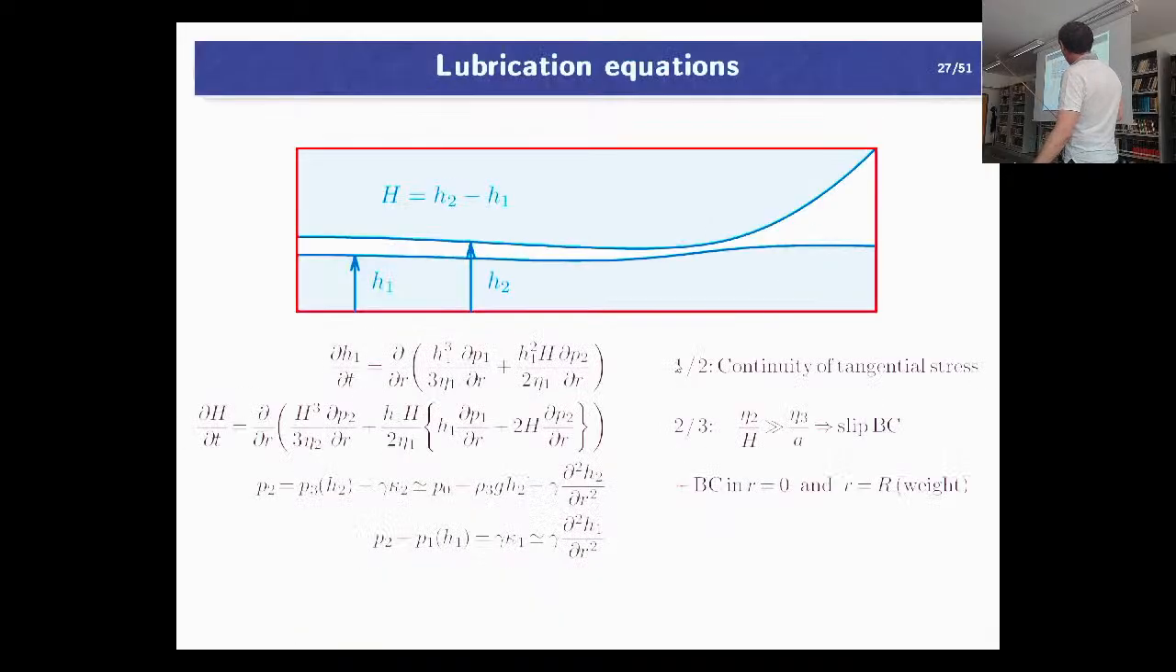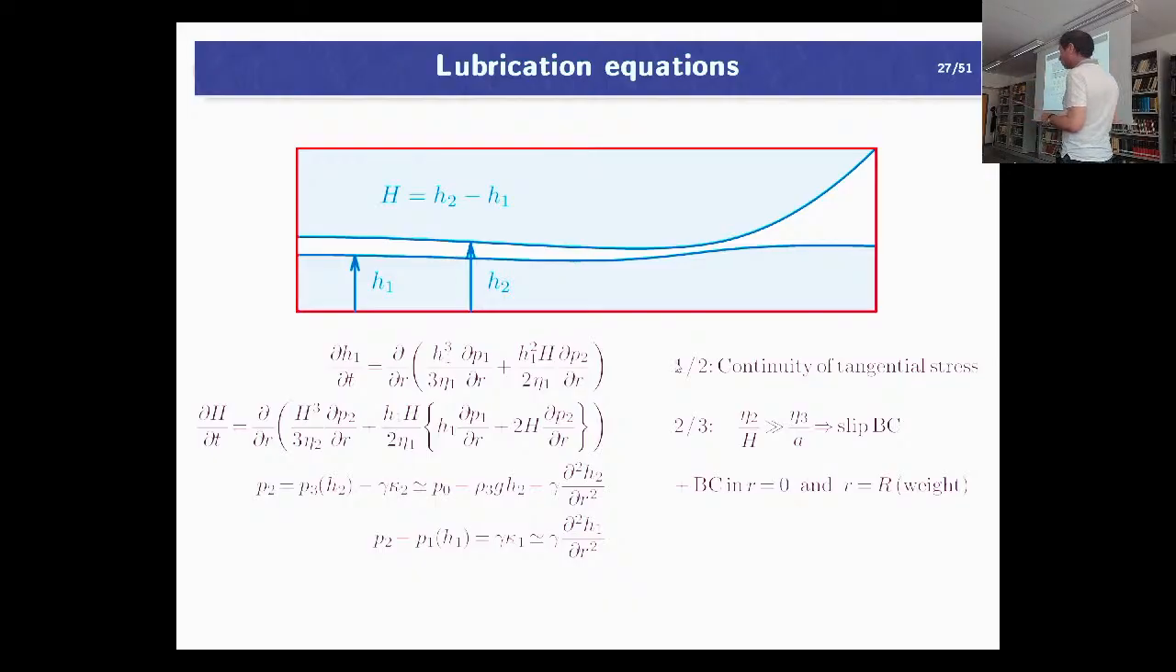So I just want to show you the equations. It looks simple, but it's not that simple. I will explain on the next slide why it's very difficult to solve. We have two partial differential equations, one for the liquid film thickness and one for the gas film thickness, or H2 if you want, the interface between the drop and the air. And we have boundary conditions which take into account surface tension and the continuity of velocities and shear stress. Okay, so it can be written.